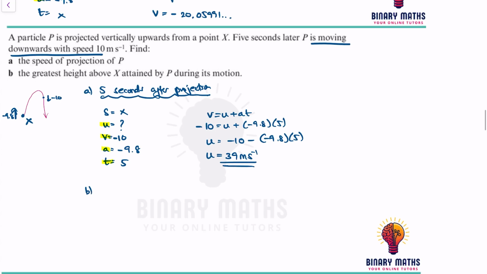Find the greatest height above X attained by P during its motion. So it's going to be from projection to the highest point.